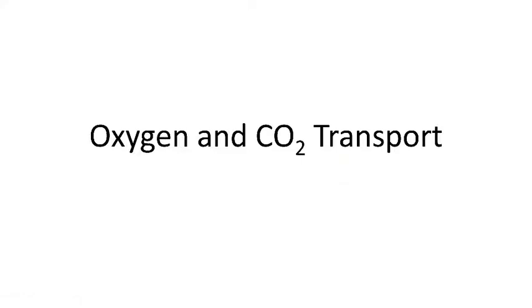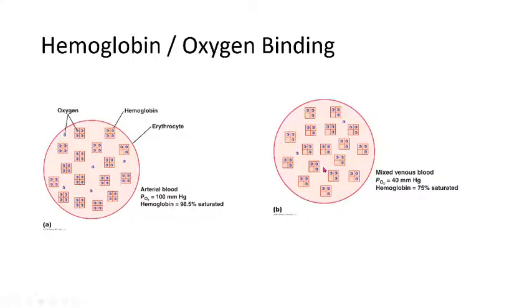Now let's talk about the actual oxygen and CO2 transport. How do we move these? So we know that oxygen diffuses in and CO2 diffuses out, but let's look at this. If I think about hemoglobin, hemoglobin is that 4-part protein that we looked at before, and we see that if we measure the concentration, now when we talk about concentration of oxygen, we talk about something called a partial pressure.